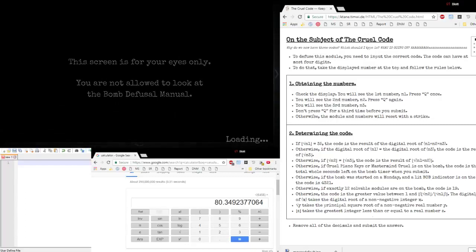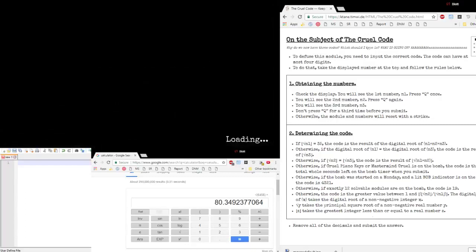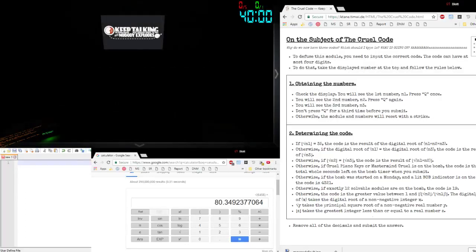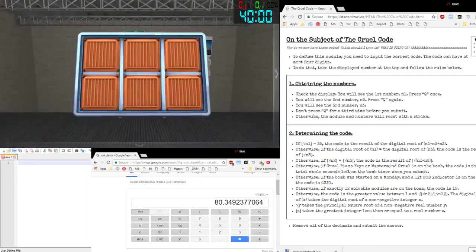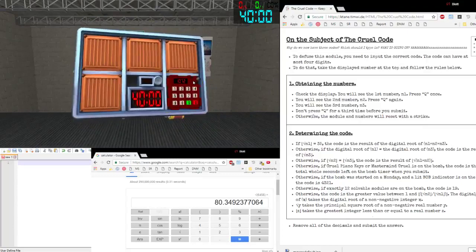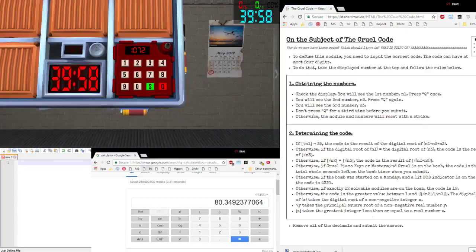This time we're covering the Cruel Code module. This one's not too bad if you understand regular Code. Not too bad of one in general. It doesn't require a calculator, but it is useful, so I've got one pulled up on the screen here, as you see. Clear that out.